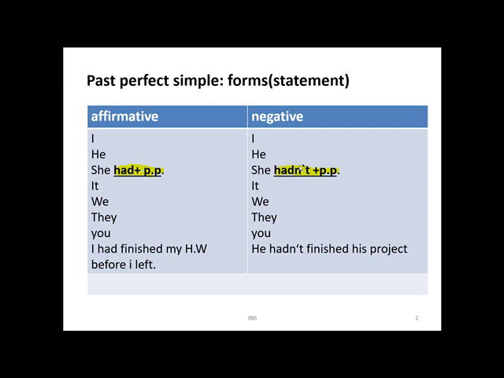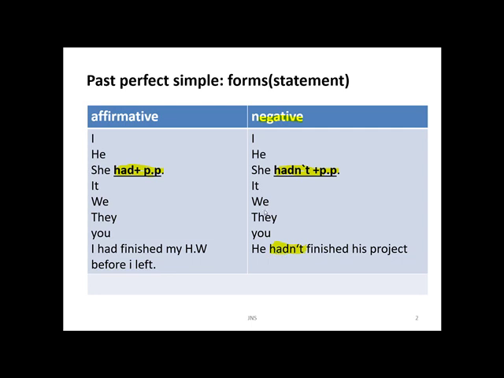Let's get to the other column. As you can see, the title is negative. What if I want to change a sentence from an affirmative form into the negative form? As you can see, the only change here, we put not. We change had into hadn't, and we still put the past participle form of the verb. As you can see here in the example, we have changed had into hadn't. Again, we've changed had into hadn't.